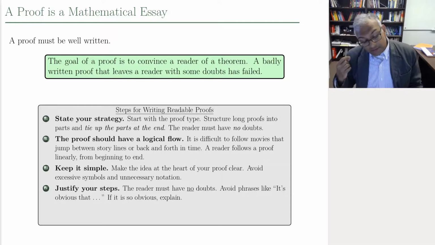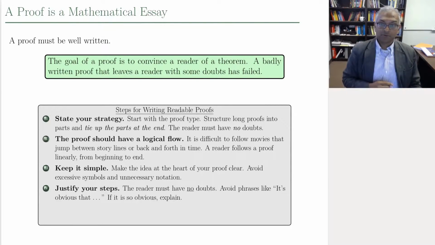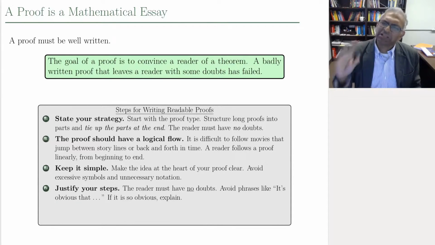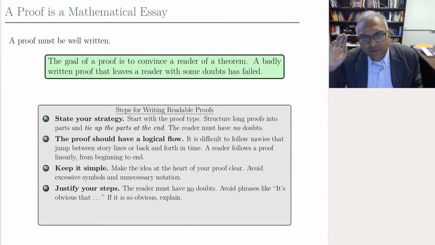Justify every step. The reader must have no doubts. So if it's not obvious, don't just say it's obvious that. If it's that obvious, give a quick explanation. Unless it really, really is obvious that 2x is even, you say 2x is even. But otherwise, don't leave the reader with doubts as to why it is so obvious. Give the quick explanation.